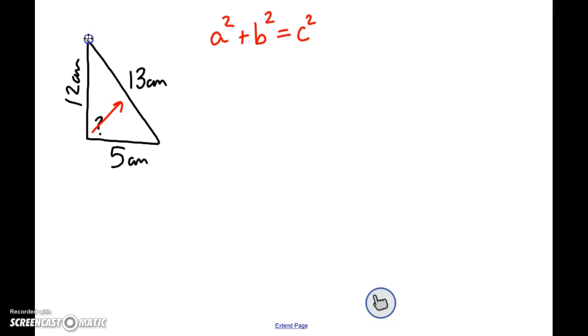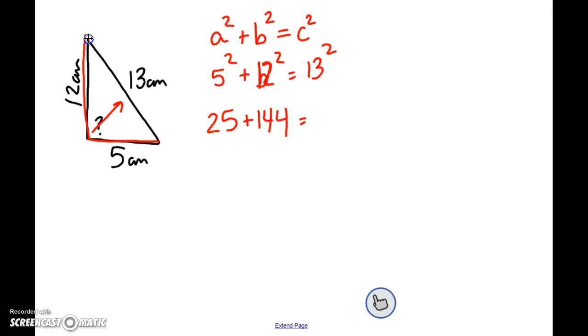So I'm going to go ahead and just plug them in. 5 is the length of A. I'm going to find the area of it. It's 25. I'm going to add that to B, which is 12. So I'm going to find 12 squared, which turns out is the area of the square created with side lengths of 12, so I get 144, and that's equal to, well, it should be 13 squared, and 13 squared is 169.